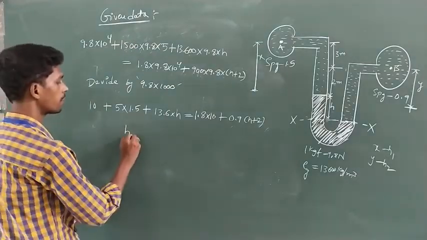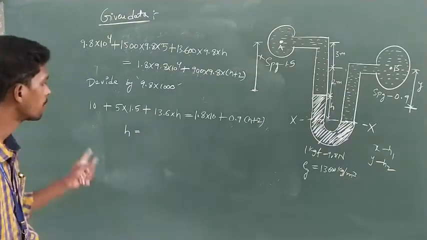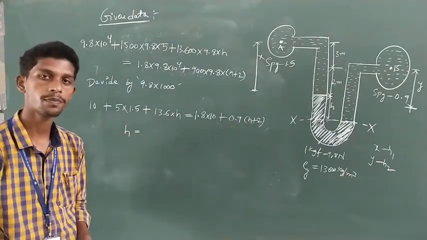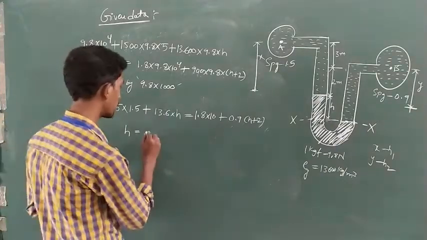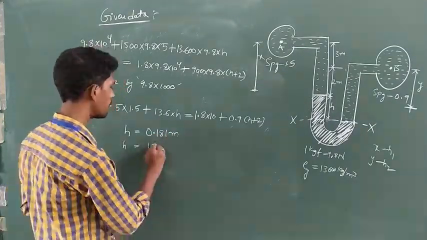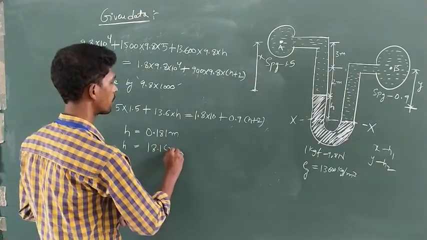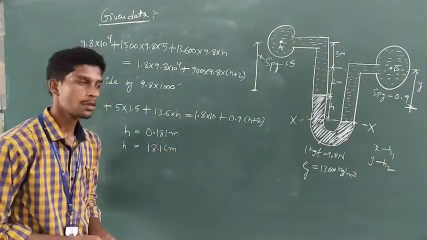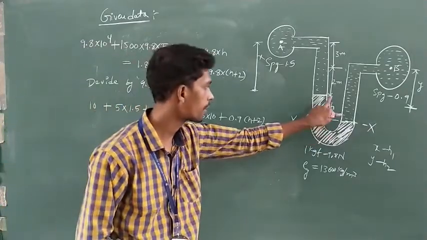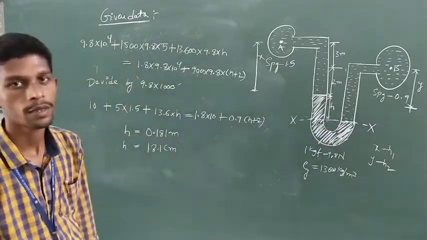So what is h value here? Tell me. Solve this equation, multiply this and solve this equation and tell me the h value. So it is 0.181 meters. It is 18.1 centimeter. So this is about the way we have to calculate this mercury level difference, right?